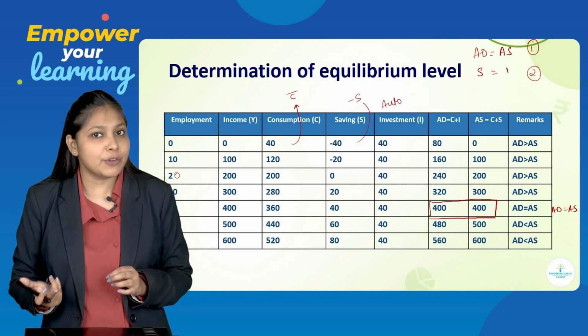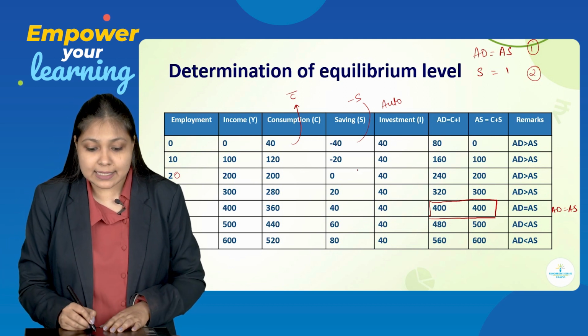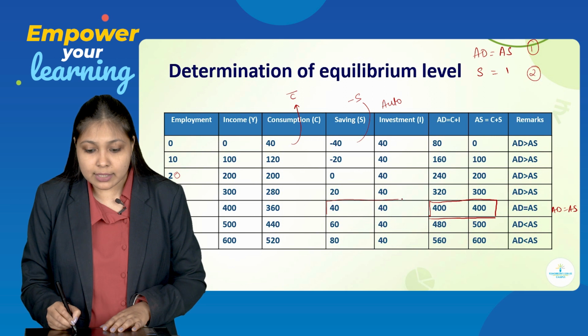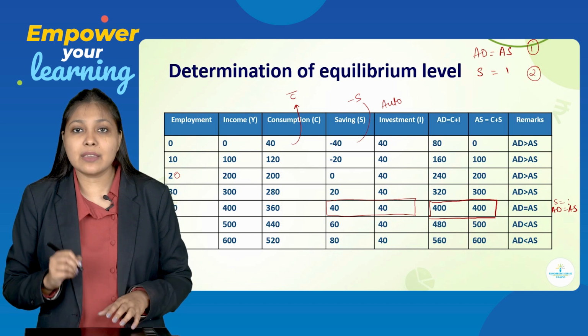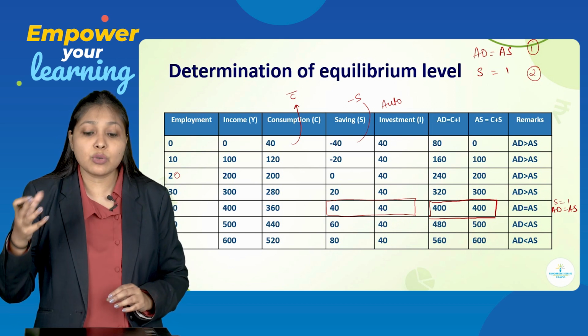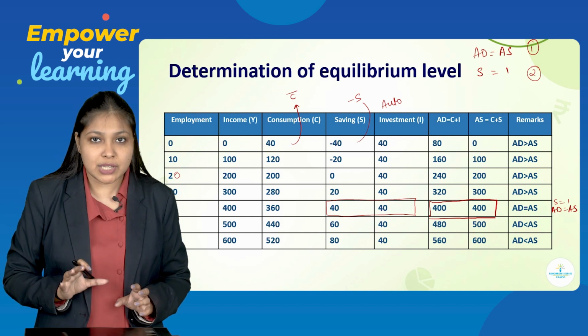Now, we will find it out for the S and I approach. If I look carefully at the table, I can see in the same unit, there is 40 equals to 40. That means S is equal to I. Saving is equal to investment. So, I got the equilibrium point of the second approach as well.